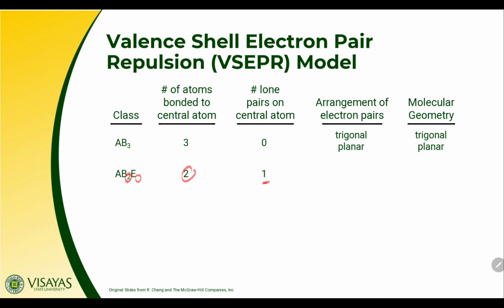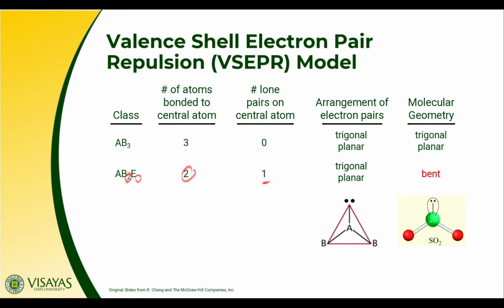So the arrangement of the electron pairs is trigonal planar. But if we take into account the repulsion, instead of an atom bonded here, we now have a lone pair. So we have lone pair, bonding pair repulsion. If we take into account that repulsion, the molecule will assume a bent molecular geometry. An example of a bent molecule under class AB2E is sulfur dioxide. So we have our sulfur here and our 2 oxygen atoms bonded to the central atom, which is sulfur, and we have our 1 lone pair here.